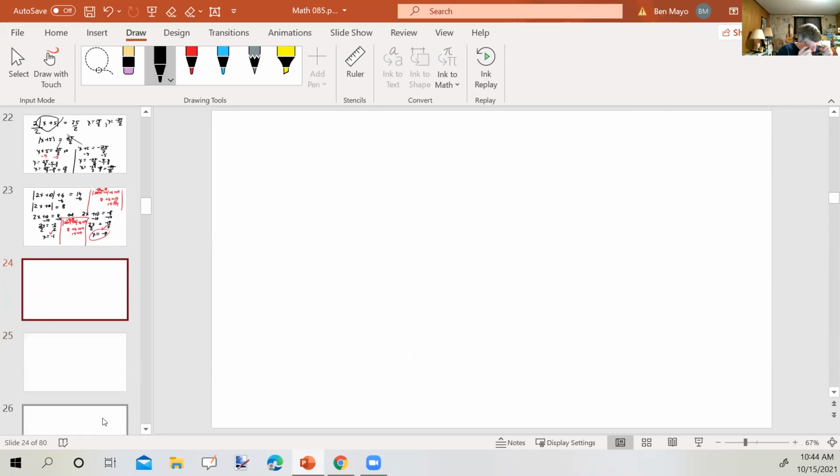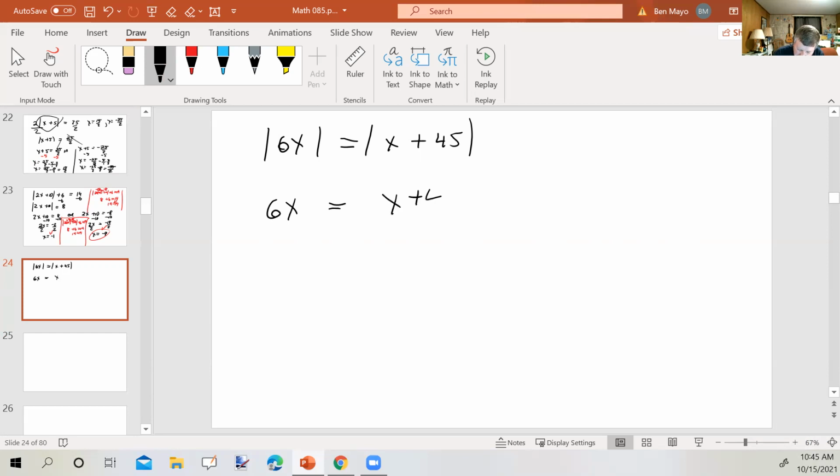Another scenario. Let's say we've got two absolute values equal to each other. So we've got the absolute value of 6x equals the absolute value of x plus 45. Well, if we take what's inside the first one and set it equal to what's inside the second one, we get one scenario. If we take what's inside the first one equal to the opposite of what's inside the second one, we get another scenario.